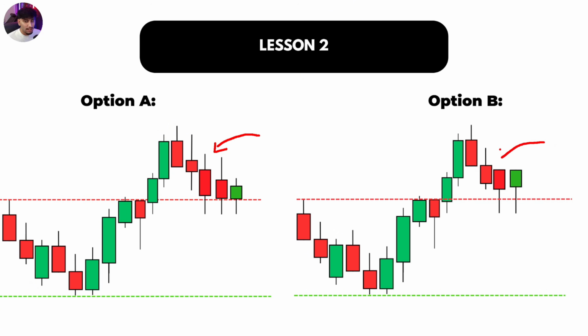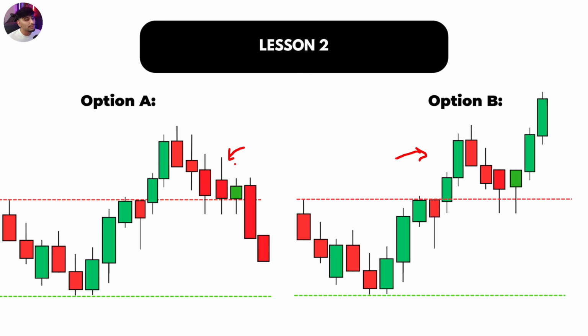So now that I explained exactly how price action and candlesticks form, what do we think about option A and option B? If you said option B, you would have won your trade. If you said option A, you would have lost the trade. Why is that? You can see with option A, you have much more upper wicks. Even the green candle had an upper wick, and then we had a move to the downside.